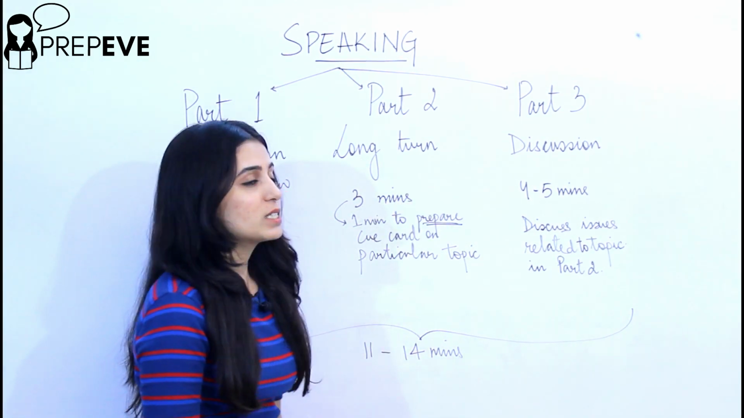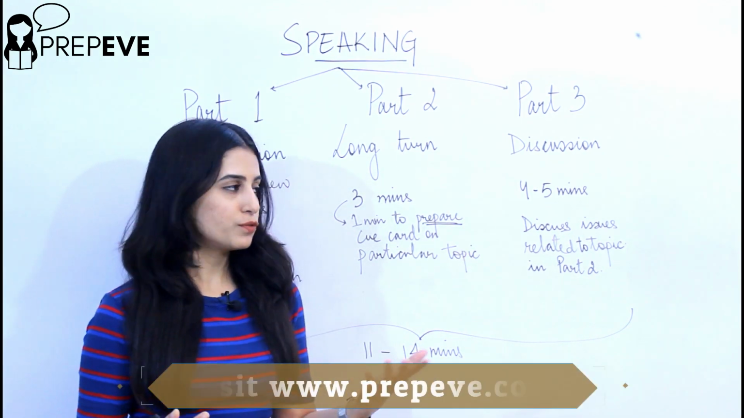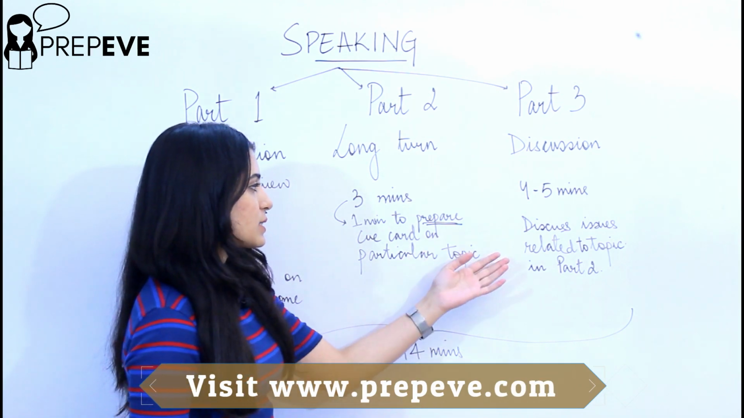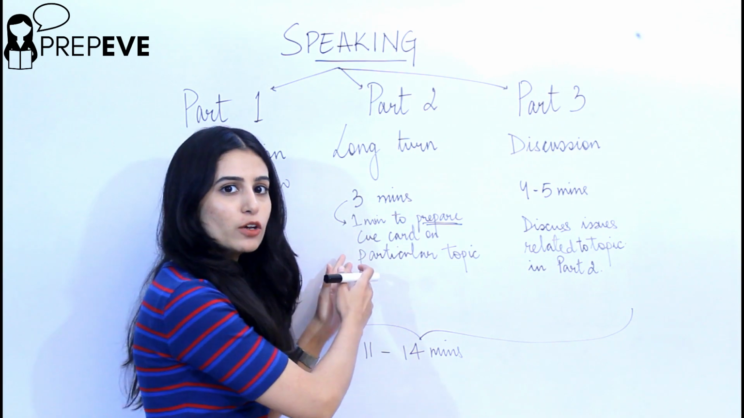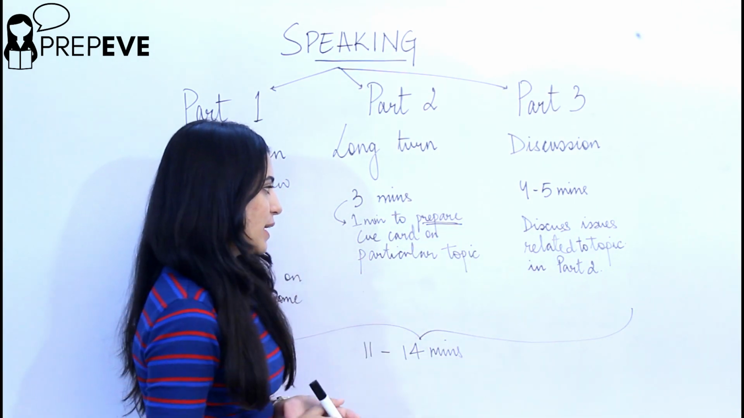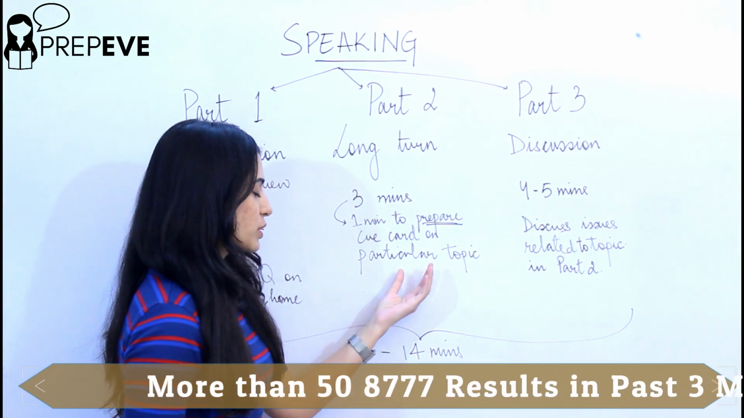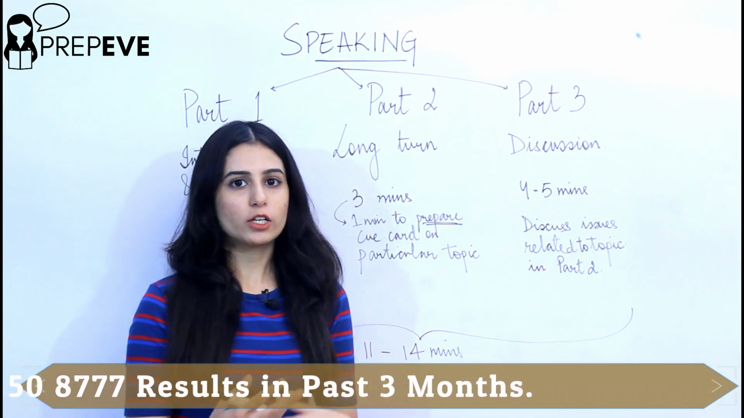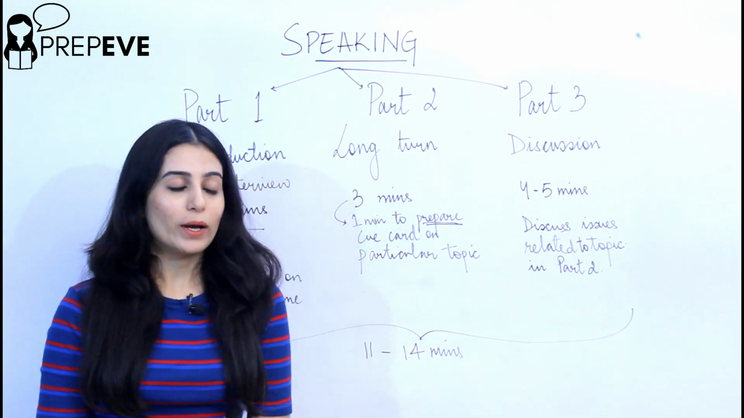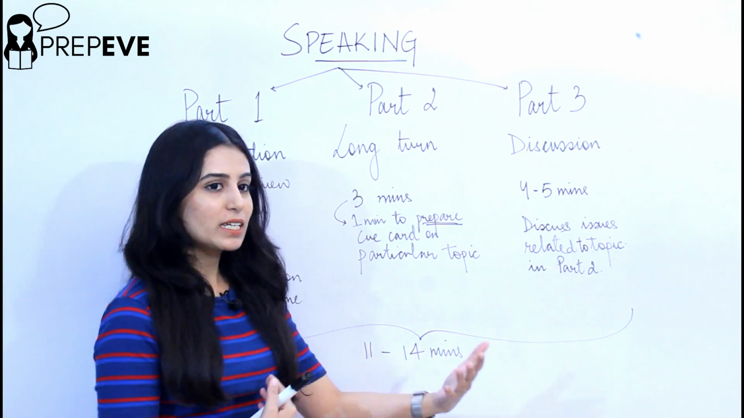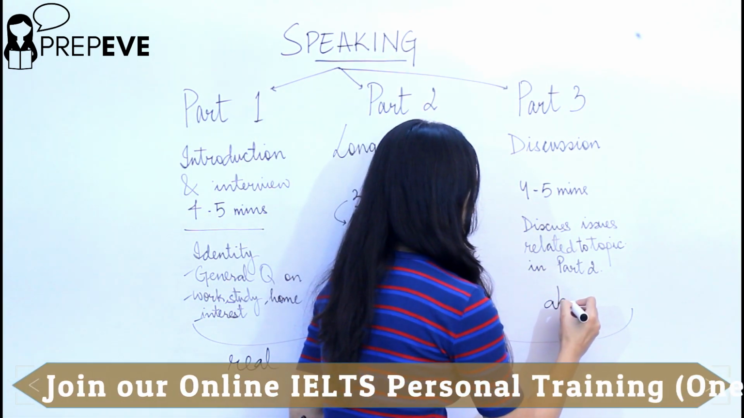Part 3 is the discussion round, wherein the time allotted is about 4 to 5 minutes. Here you would discuss issues related to the topic in part 2. Yes, this is kind of an extension of part 2 itself. Whatever topic they've given you and you've spoken about, they'll pick up the same topic or a topic related to that one and continue asking you questions from that. This is more like a discussion. Here the questions are abstract in nature.